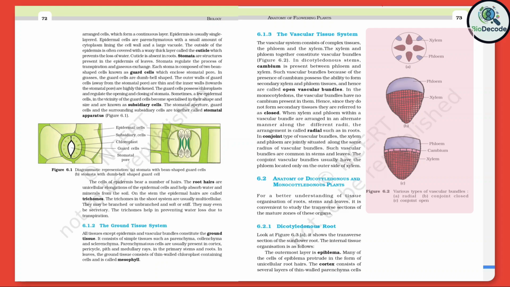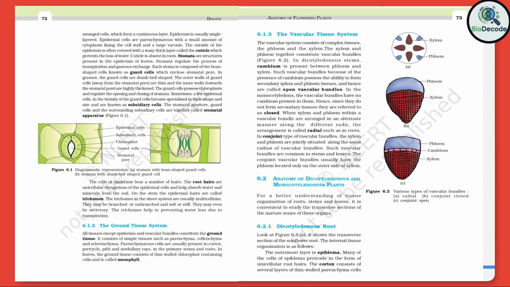Diagram A represents a radial vascular bundle where xylem and phloem are arranged alternately. Diagram B represents a conjoint closed vascular bundle without cambium between xylem and phloem. Diagram C represents a conjoint open vascular bundle with cambium between xylem and phloem. Anatomy of dicotyledonous and monocotyledonous plants. For a better understanding of tissue organization in roots, stems, and leaves, it is convenient to study transverse sections of the mature zones of these organs.